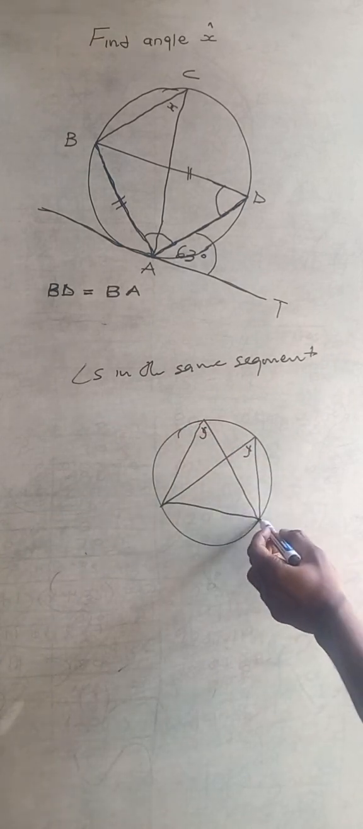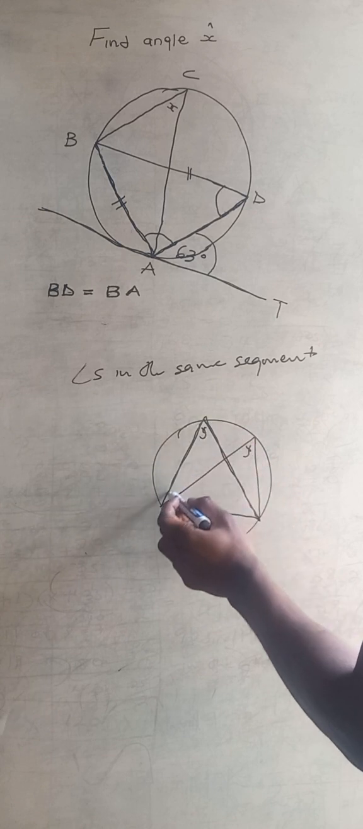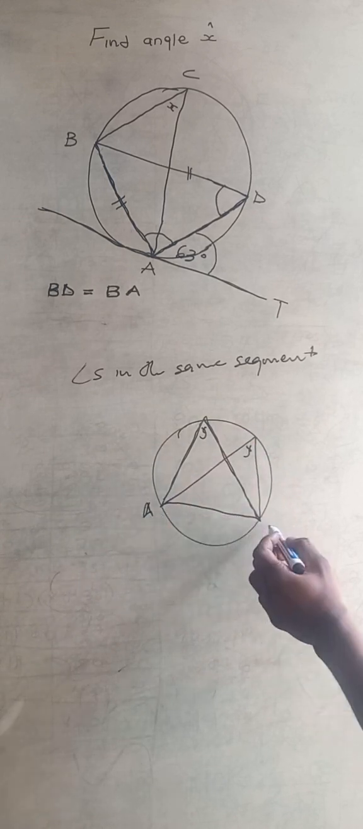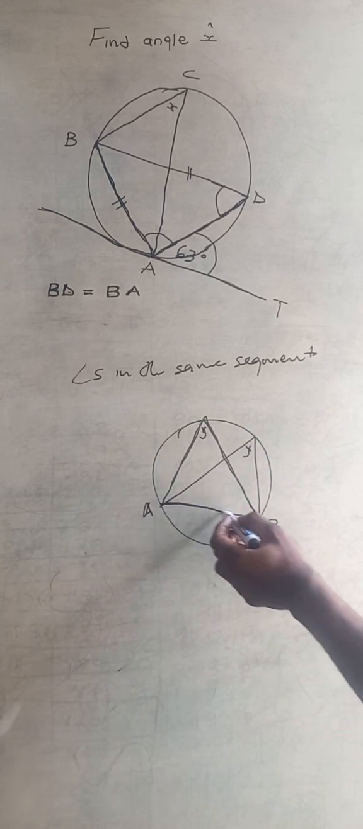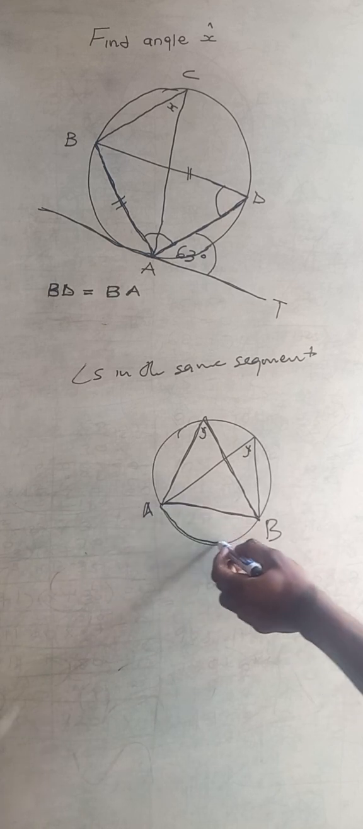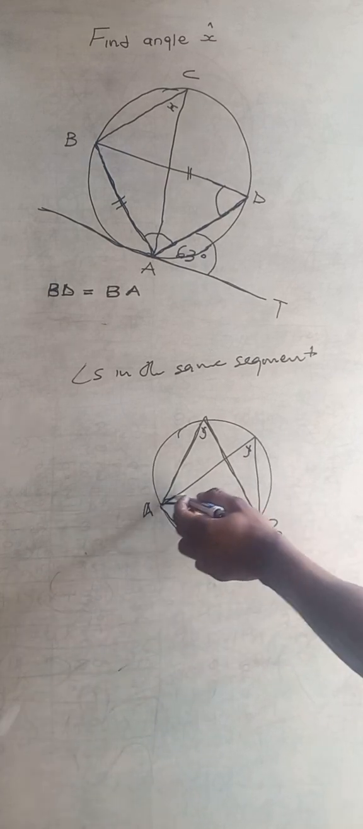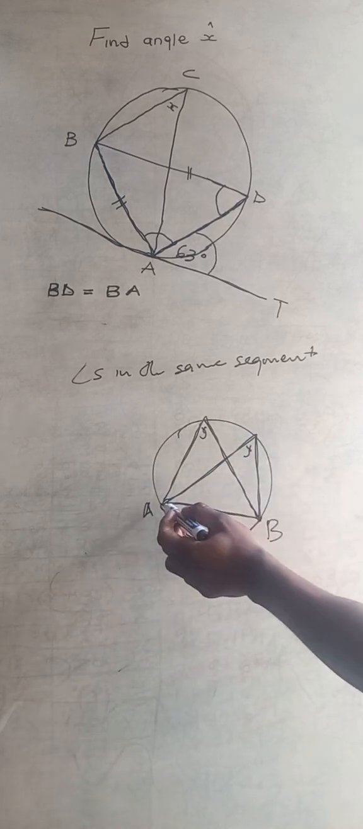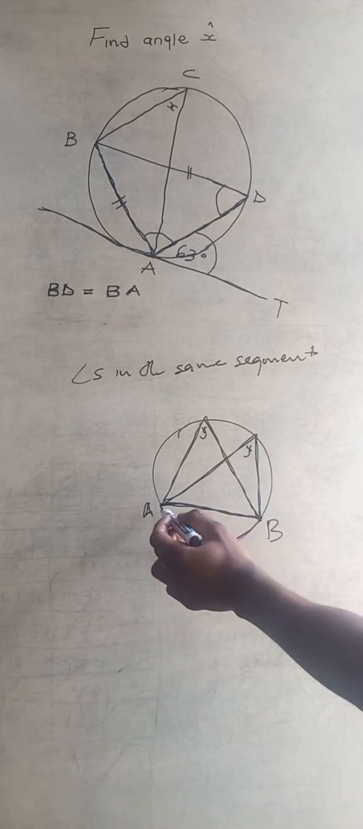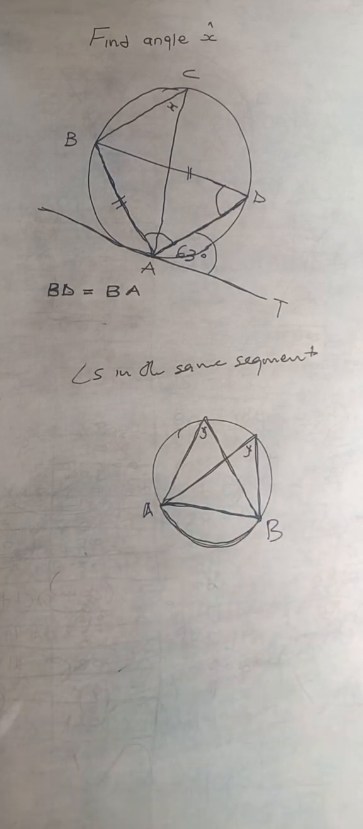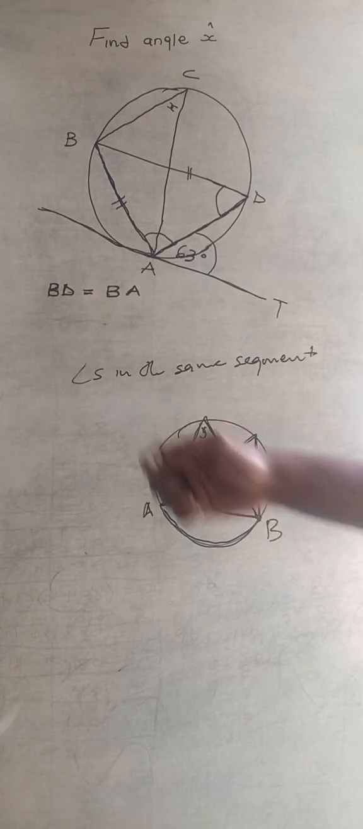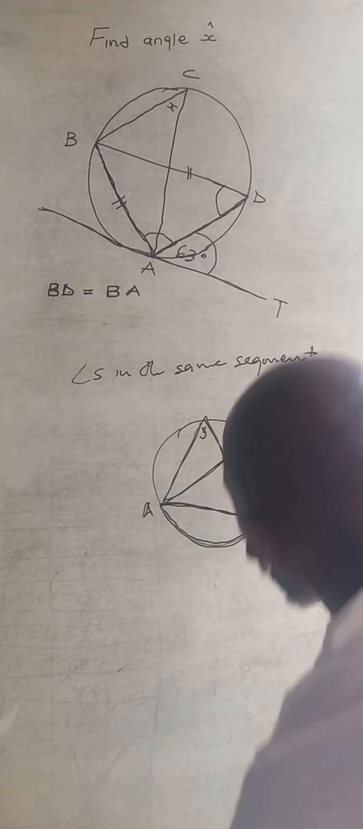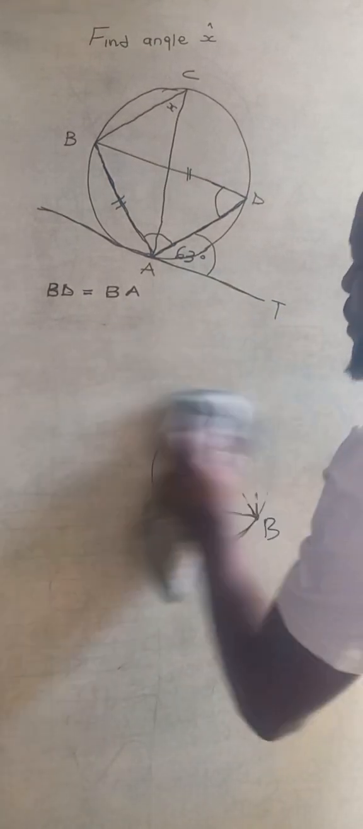You can see that this angle y here is subtended, if this is A and this is B, by a chord AB or the same arc AB. If we look at this triangle as well, you can see that it's subtended also by chord AB or arc AB. Therefore, the two angles are equal. The reason is angles in the same segment.